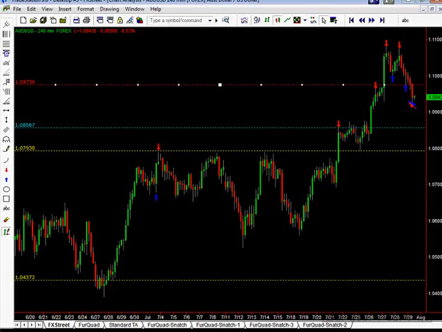Everyone happy with the logic behind just a very simple interpretation of classical technical analysis and what I term as the price action sequence? You're looking for what piece of movement price is actually in. So any questions on that?